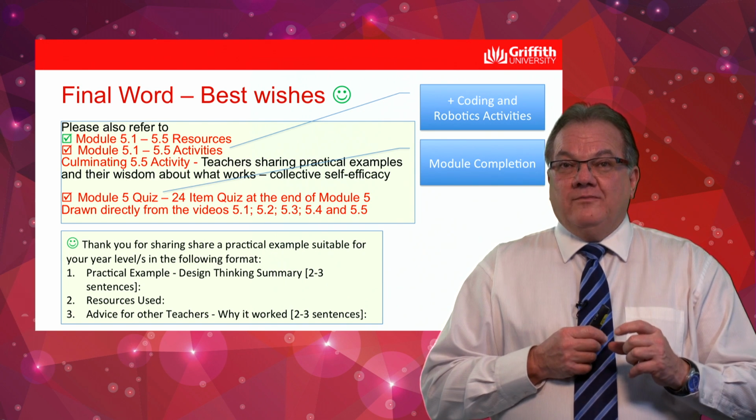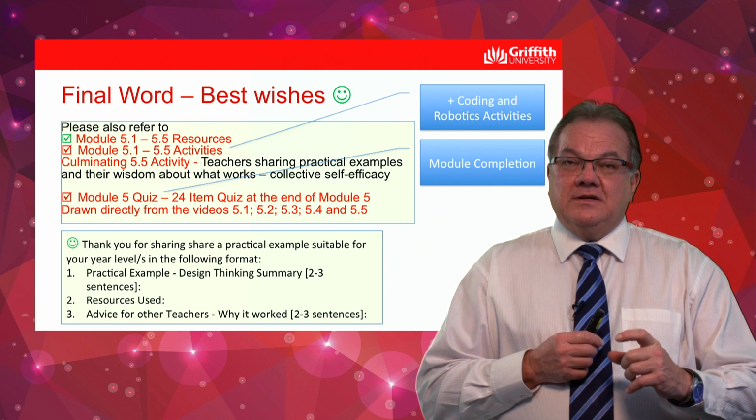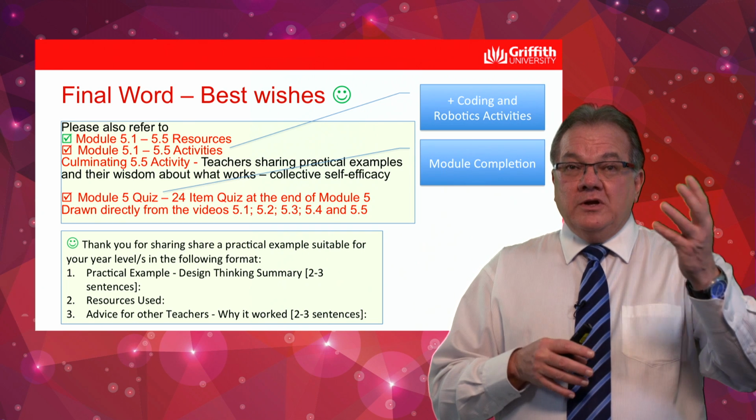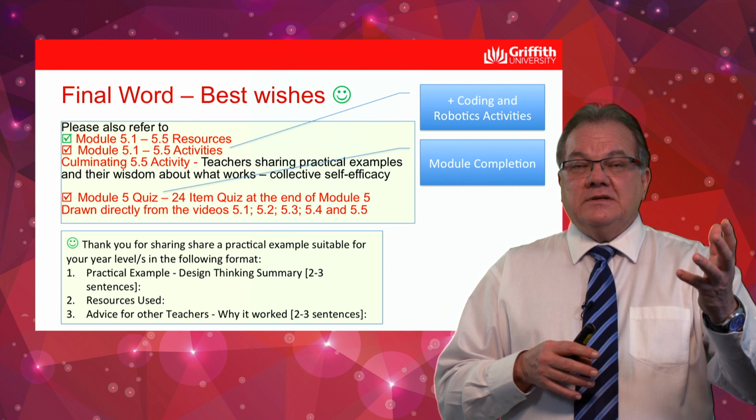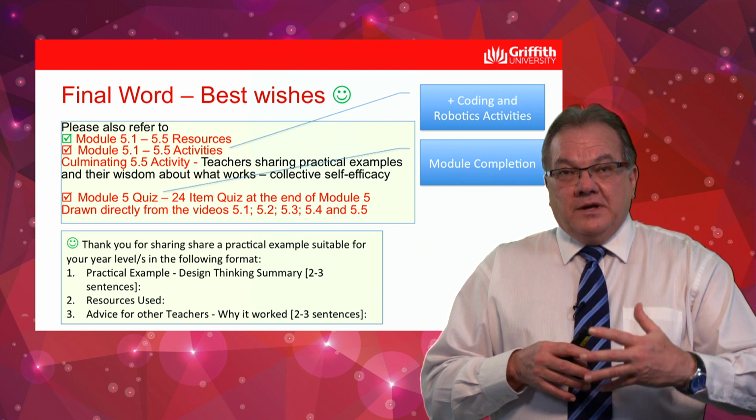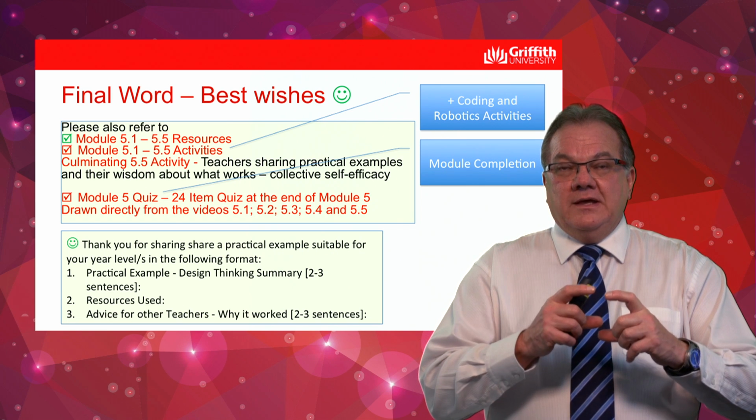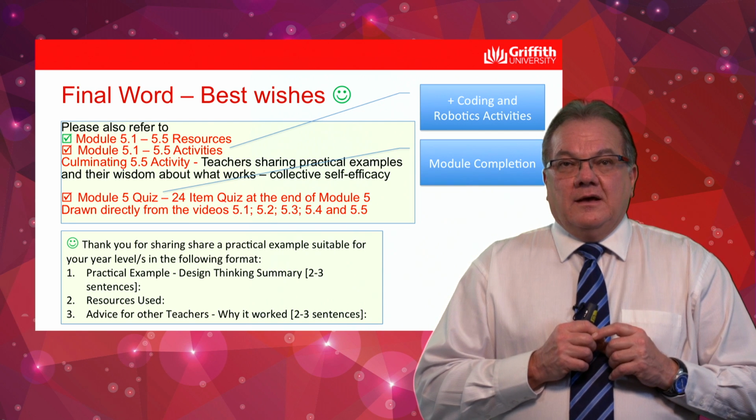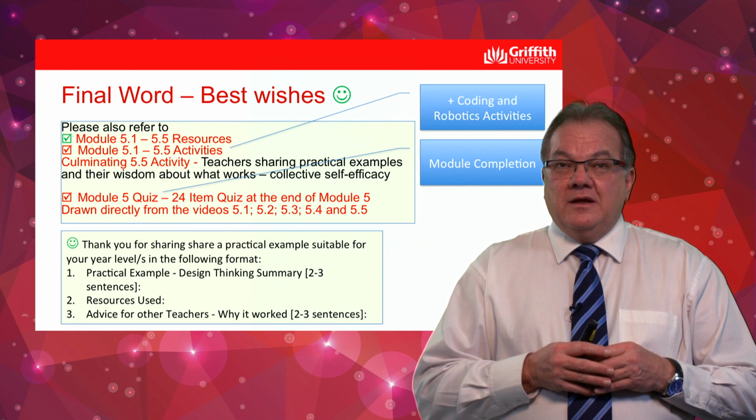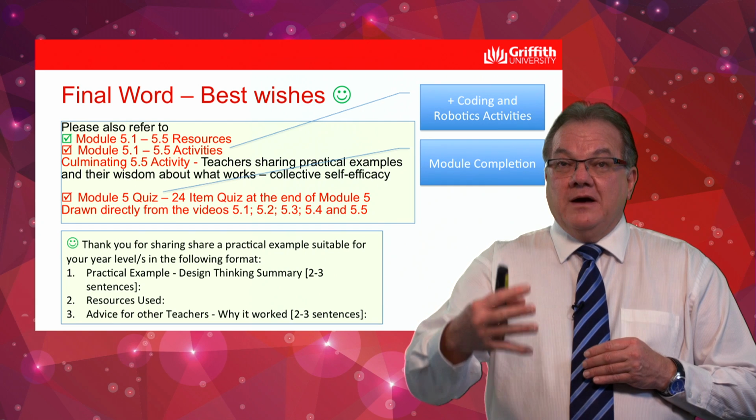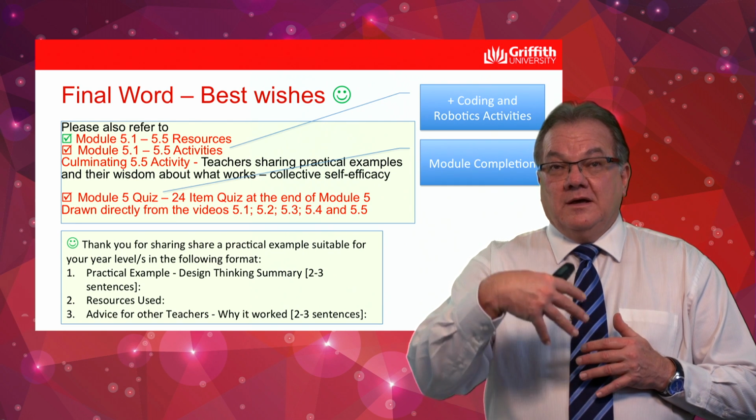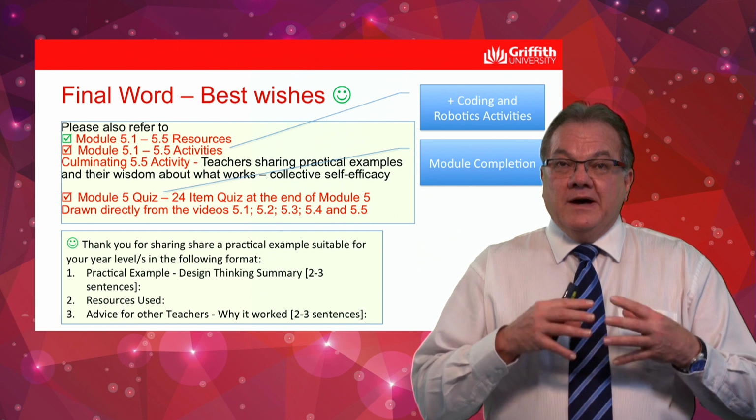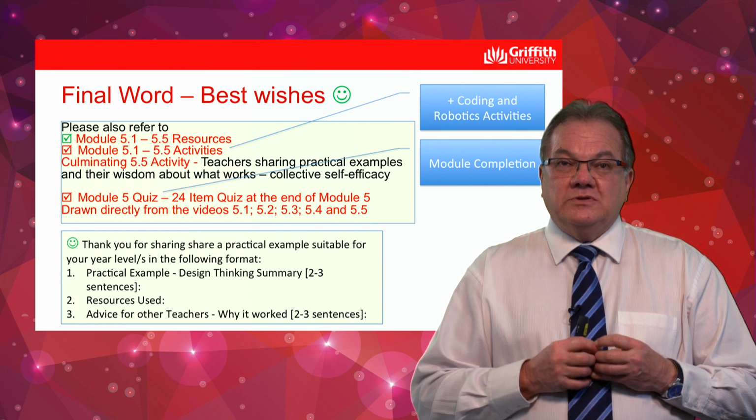Now, importantly for your certificate of completion, from the range of activities that you've been doing, including the coding and robotics activities, to complete the module, the important thing is that you complete the 24-item quiz. Jason in the Collaborate sessions has been indicating that there's no special mark for that. I'm allowing several attempts, but I'd like you to be able to master that particular quiz for this module.